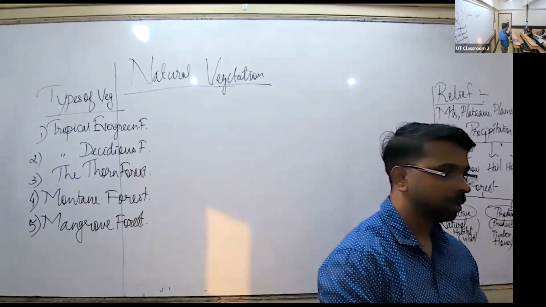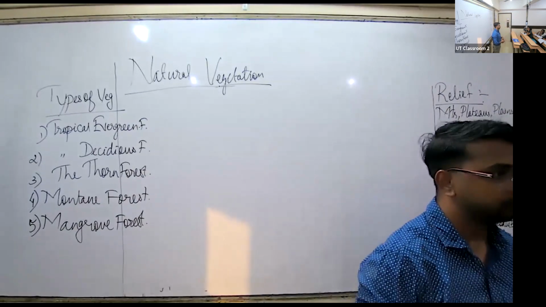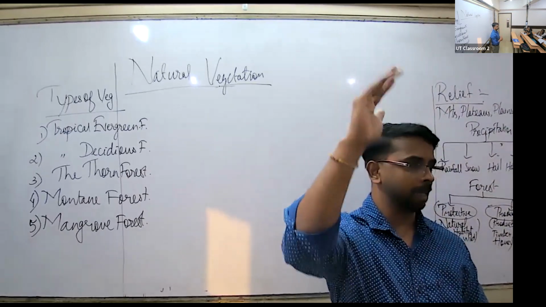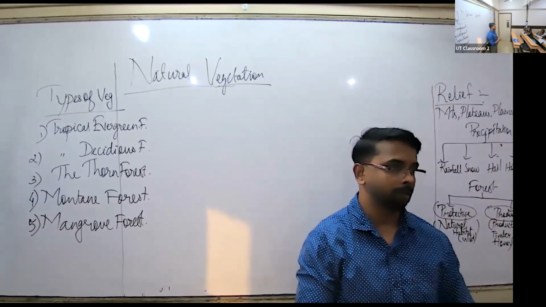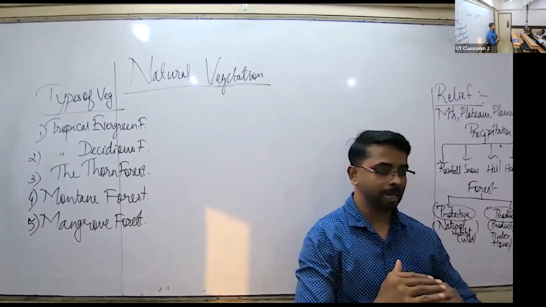What other is the feature of this forest? Tall trees are. Canopy. What else? 3 layers. One layer canopy.